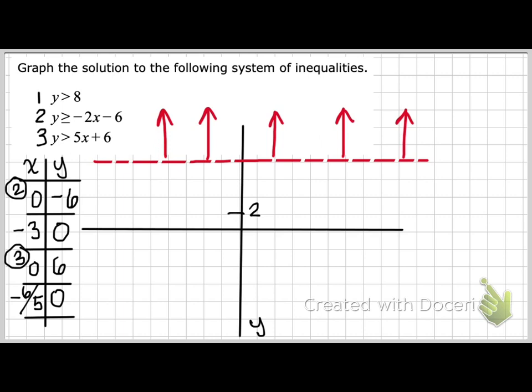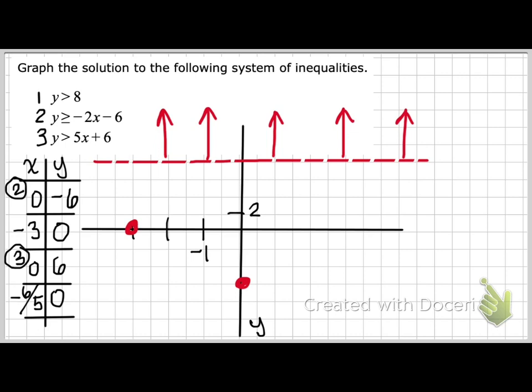Okay, let's graph what we've got here. I'm looking at number 2. I've got a -6 and a -3. Looking at my x scale, I'm going to need a -3 and a -1 1/5. I have a little bit of room to work with here. Maybe I could go like this and call this -1, -2, -3. Okay, so for the second inequality, I had the 0, -6, and then I'm going to have the -3, 0.